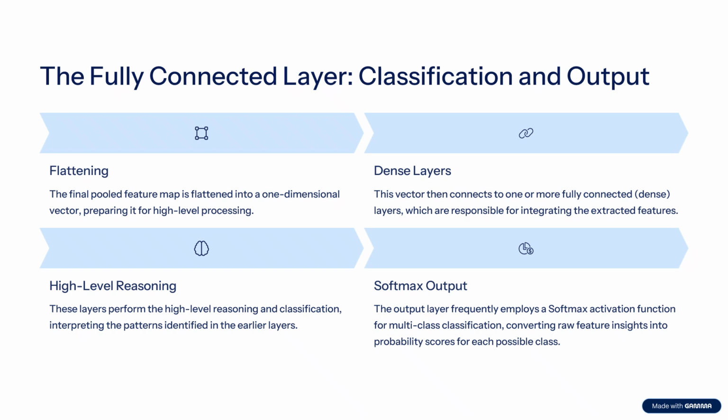Dense layers. This vector then connects to one or more fully connected dense layers, which are responsible for integrating the extracted features. High-level reasoning. These layers perform the high-level reasoning and classification, interpreting the patterns identified in the earlier layers. Softmax output. The output layer frequently employs a softmax activation function for multi-class classification, converting raw feature insights into probability scores for each possible class.